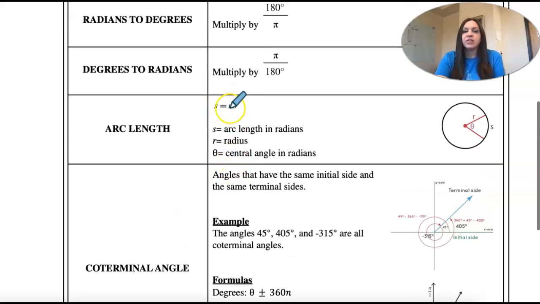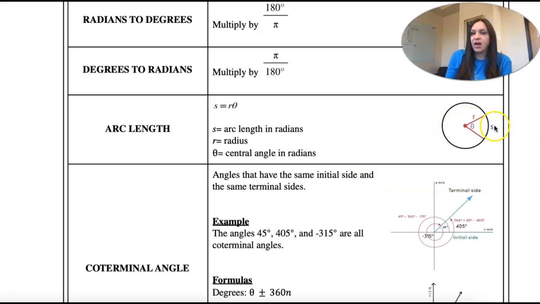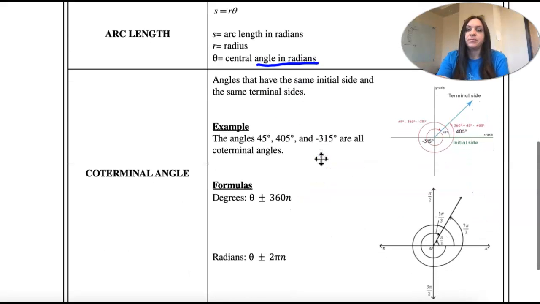So arc length is a formula. S equals R times theta, where S is the arc length. So we're finding how long this arc is in radians. So we need to know the radius and then the angle in radians. Okay, so in one of our problems we're going to have to convert to radians to use this formula. Just remember, in radians.